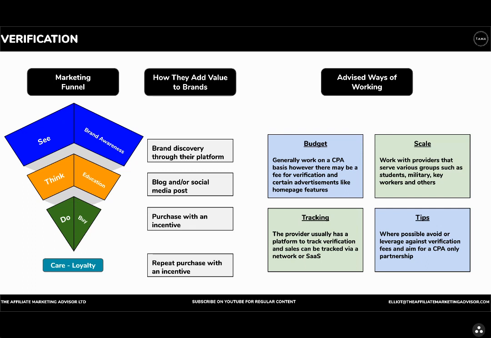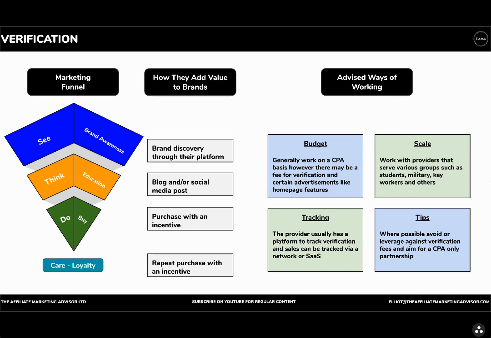Some of these verification partners have dedicated their own audiences outright, so they can do discovery at brand awareness. Some of them have editorial teams who can do a blog and social media posts and whatnot that can help with education. Where they're strongest is definitely with the purchasing, and they can help create loyalty as well, because a student who's used to a student discount may opt to purchase from one brand repeatedly versus a brand that's not offering a student discount. So various ways of working.